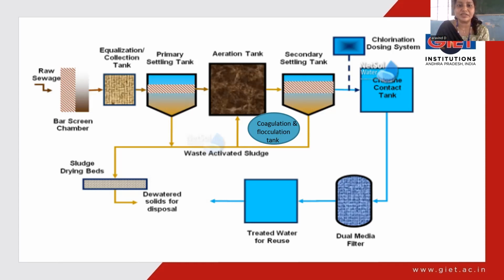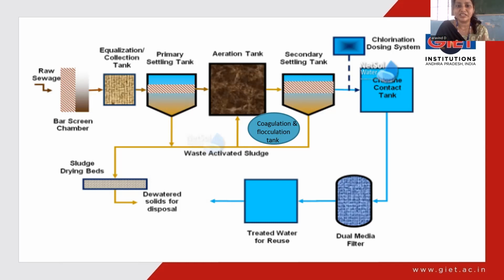Next one is the primary settling tank. This can also be called a sedimentation tank. It can be called a clarifier. So what happens in the primary settling tank? This primary settling tank, equalization tank, and bars, the screening chamber, these three come under primary treatment and also physical treatment.